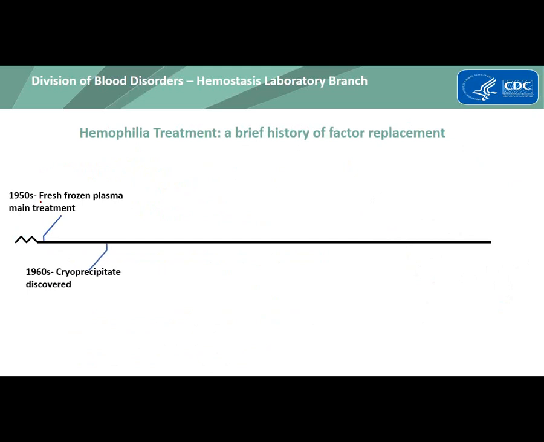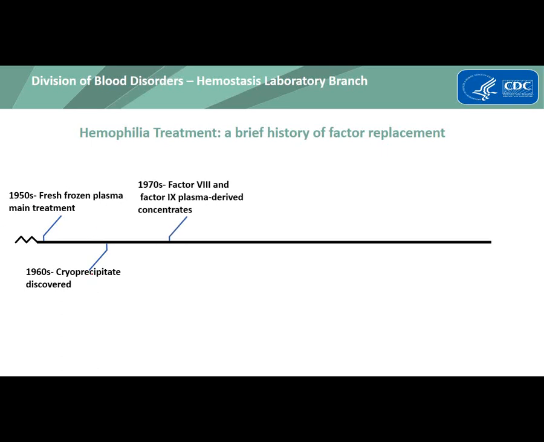Then in the 1960s, Judith Poole discovered cryoprecipitate when she noted that upon thawing frozen plasma, a precipitate formed, and she demonstrated that within this precipitate there was an enrichment for factor. And so this allowed for the production of product that had more concentrated factor, and therefore smaller volumes were required for treatment, which facilitated outpatient treatment.